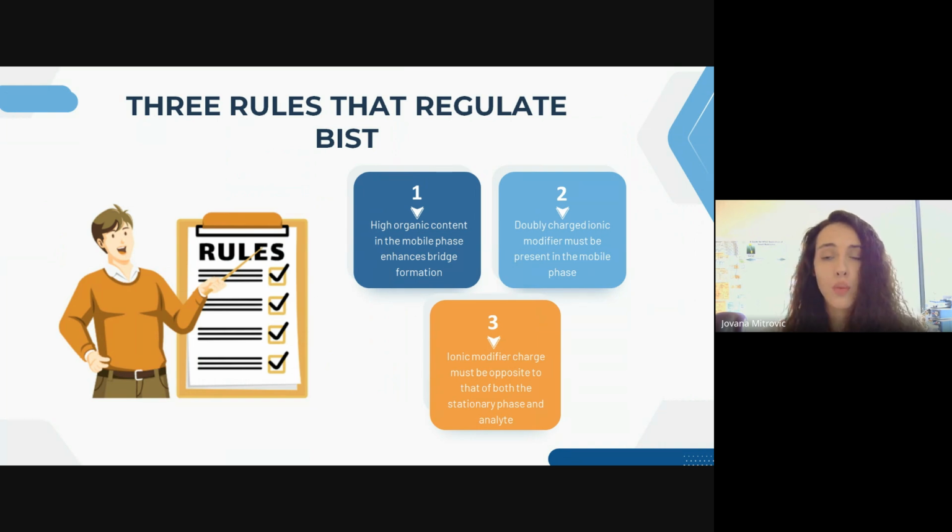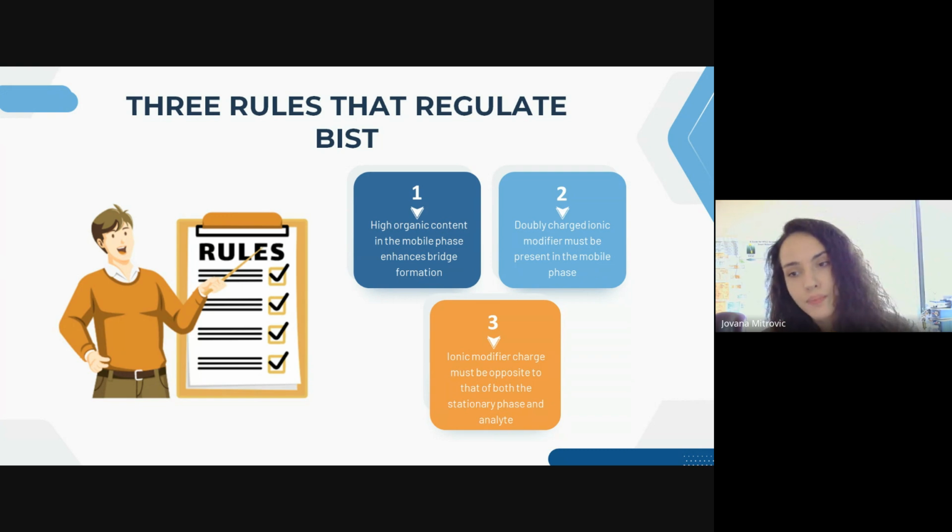Now, if you want to develop a method using BIST technology, there are 3 essential rules you need to follow. Rule 1 is high organic content enhances retention. This reduces solvation of the ions and promotes bridge formation. We control retention by influencing the amount of the organic modifier in the mobile phase.